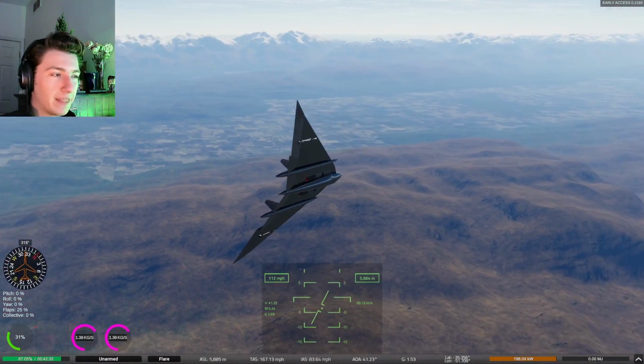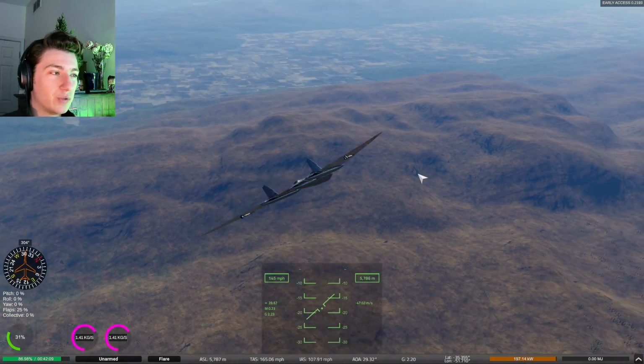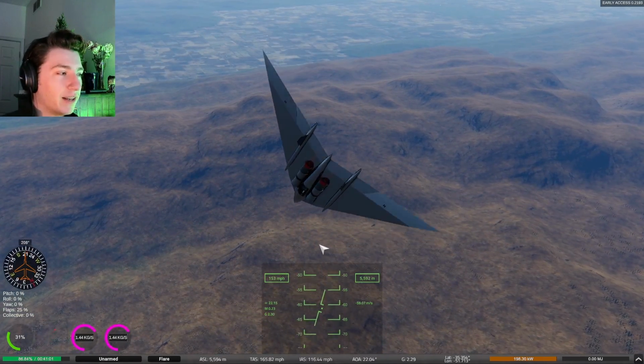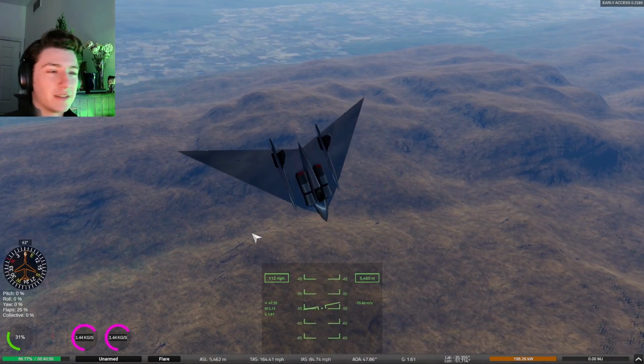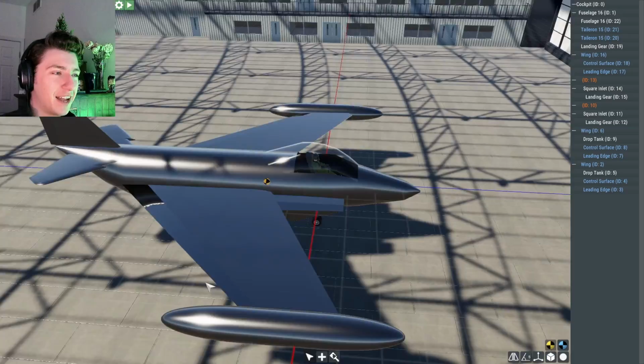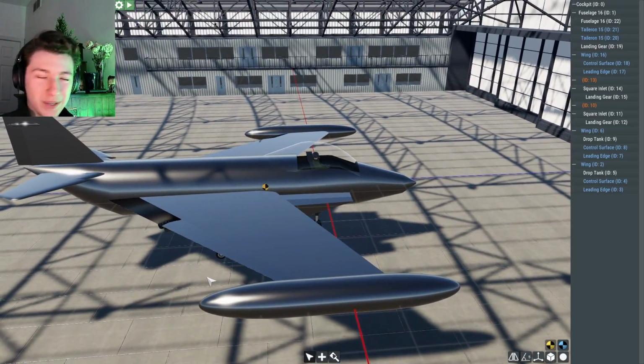But yeah, that's what it looks like when it's been tuned almost properly. This thing still probably could use a little more tuning. Let's look at another craft to get another example on here. So this plane is a bit more unconventional. We have kind of an inverted wing thing going on here.